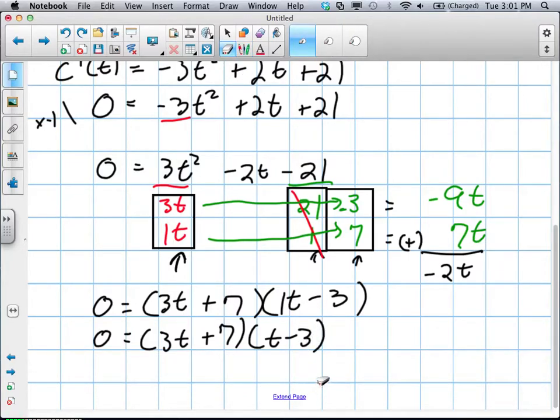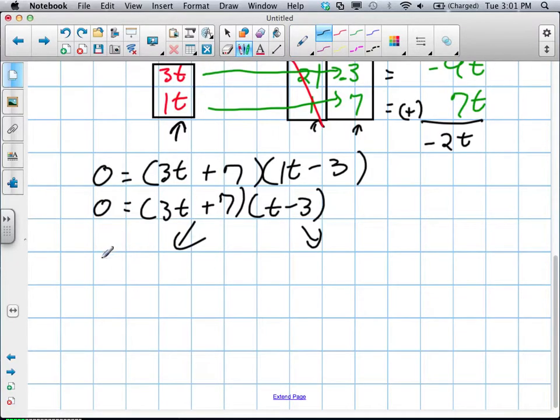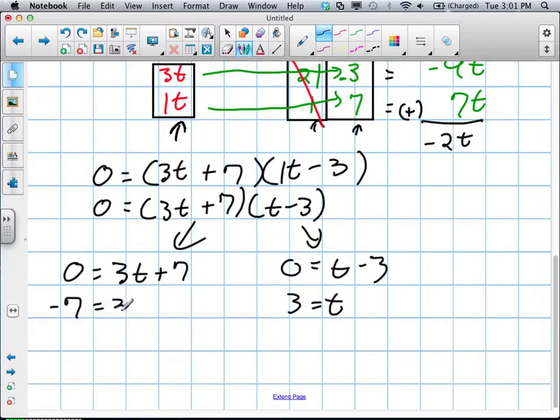Then I set each of these brackets equal to 0 and find my options for t. 0 equals t minus 3, so t is equal to 3 in this case. And 0 equals 3t plus 7, so negative 7 equals 3t, and t equals negative 7 over 3. Those are my options for t in terms of time.